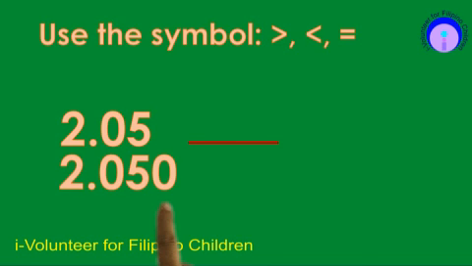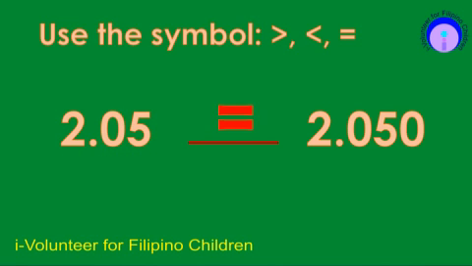Any trailing zeros are considered insignificant. Therefore, 2 and 5 hundredths is equal to 2 and 50 thousandths. The correct answer is 2 and 5 hundredths is equal to 2 and 50 thousandths.